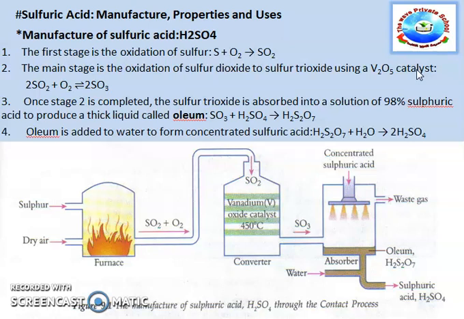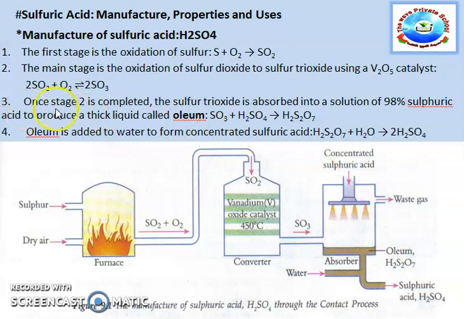A catalyst energizes your reaction without getting involved. So you can see in this converter, the sulfur dioxide is converted into sulfur trioxide. After this, the sulfur trioxide is passed into the absorber. In this, there is a flow of concentrated sulfuric acid.